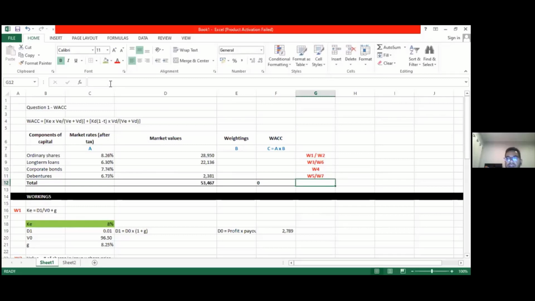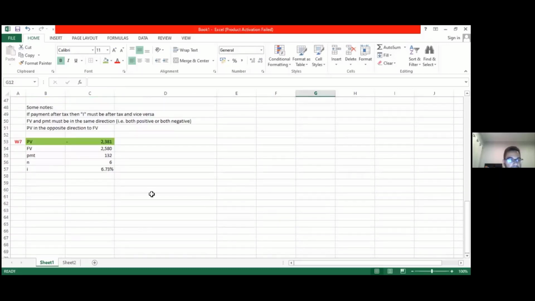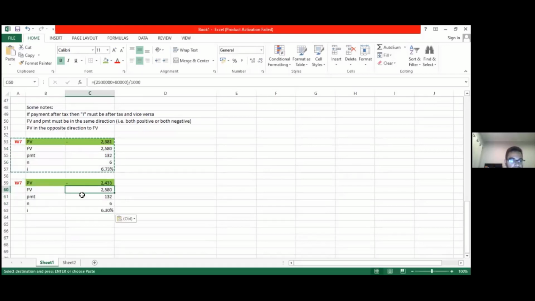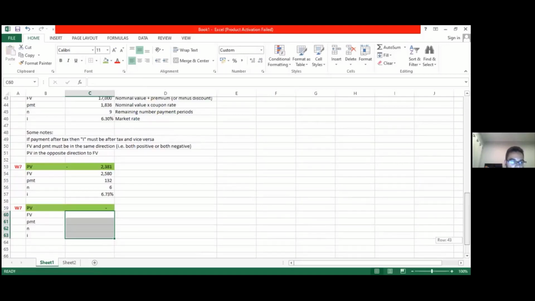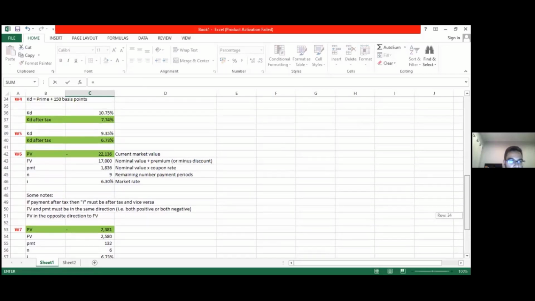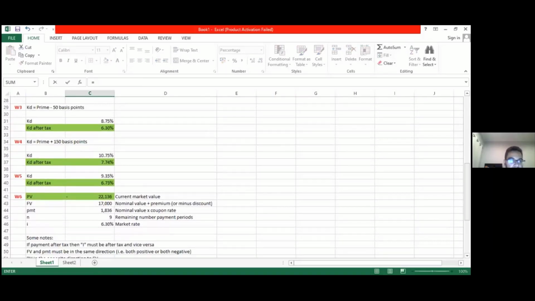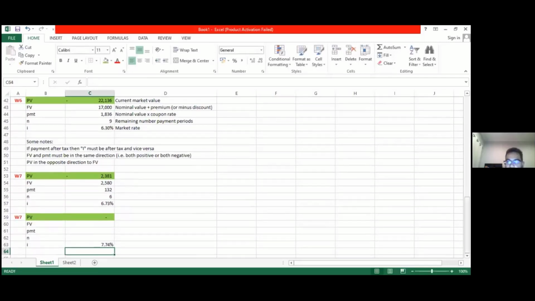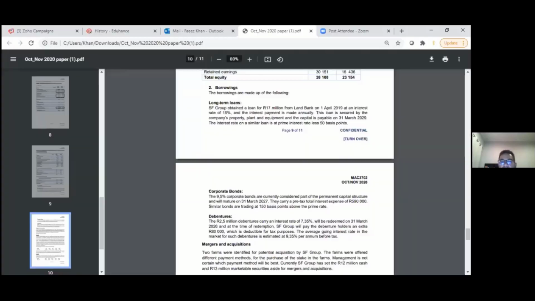Now we're going to deal with the corporate bonds. We're going to do the same thing with the corporate bonds. We're going to need this financial calculator information. Plug it in over here. So I delete all of this. What we know is the following, that the I is going to be working 4, which is that. N, if I swap over. So the 9.5% corporate bonds are currently considered part of the permanent capital structure and will mature on 31 March 2027. They carry a pre-tax total interest expense of 590,000 rand. So, okay, we're happy with that.